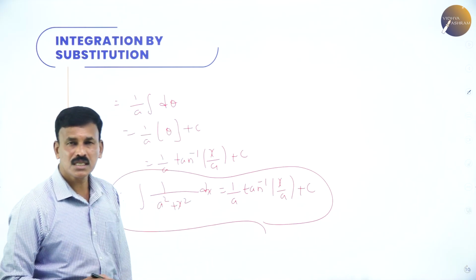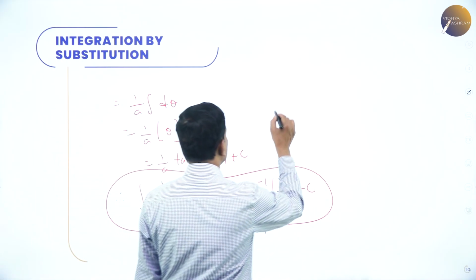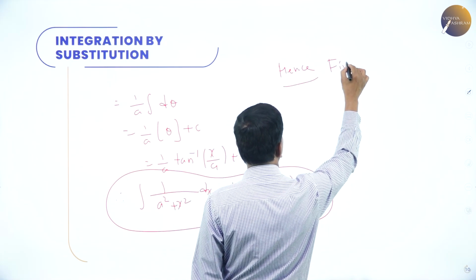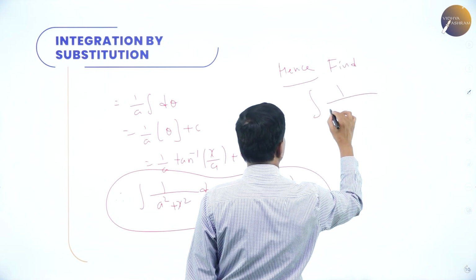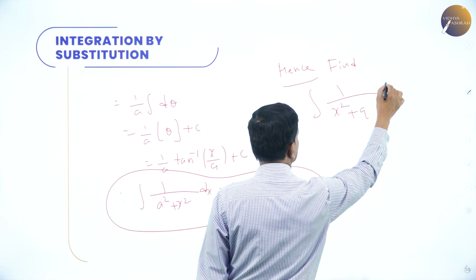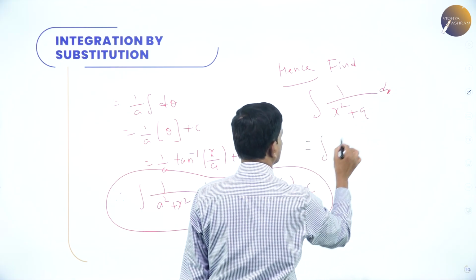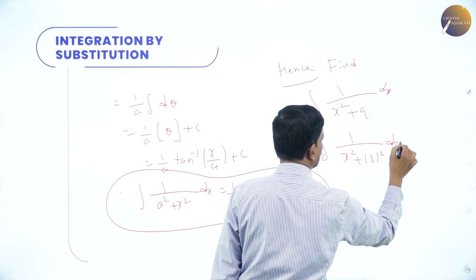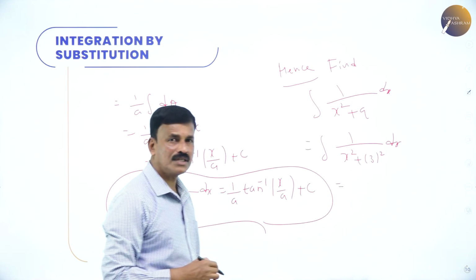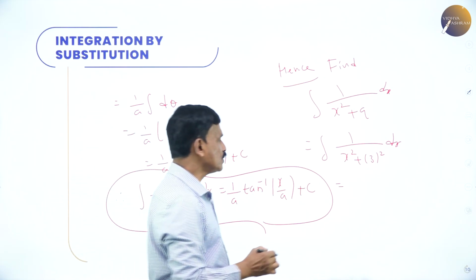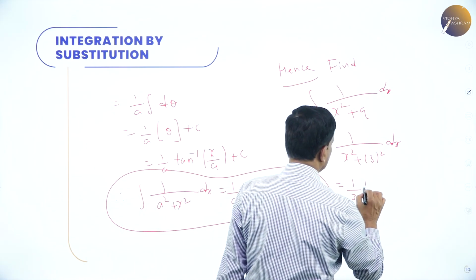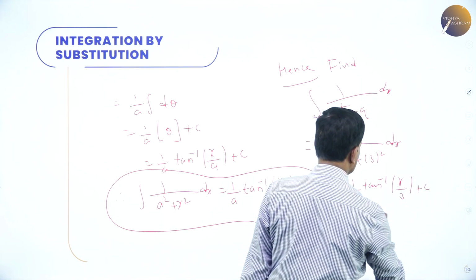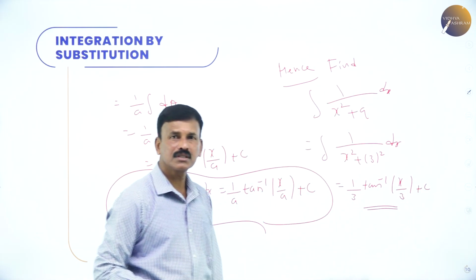Along with this they may ask one example: hence find integral 1 over x square plus 9 dx. So 1 over x square plus 9 can be written as 1 over x square plus 3 square. What is a square? 3 square, so a is equal to 3, and we get 1 over 3 tan inverse x by 3 plus c as the integrated answer. That's it.